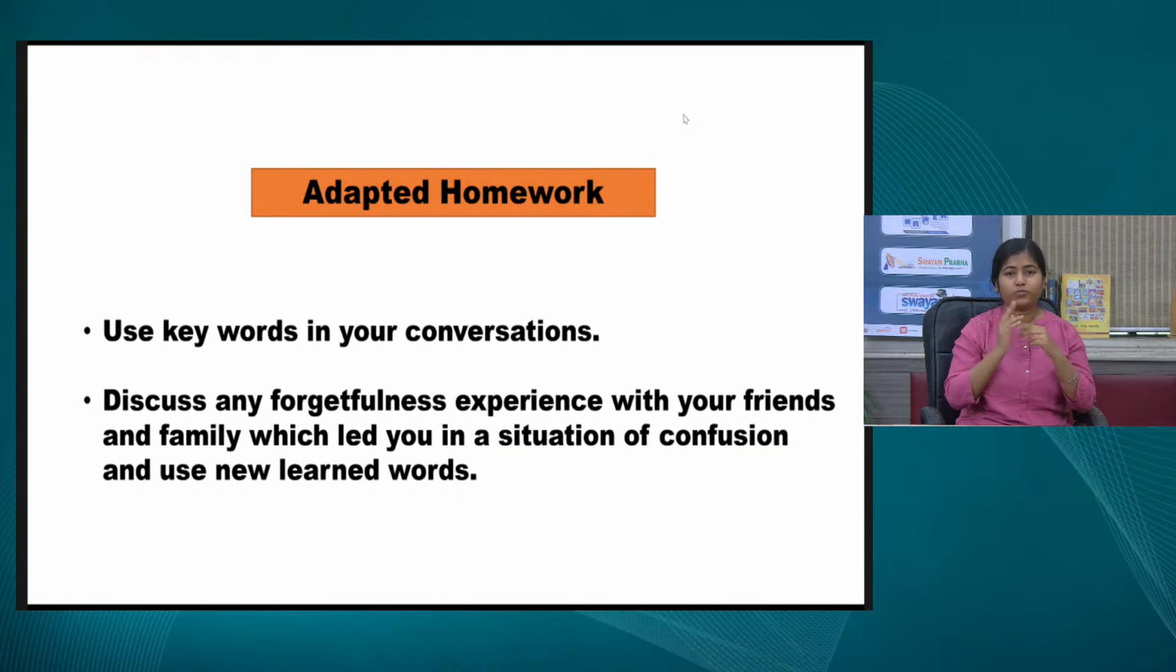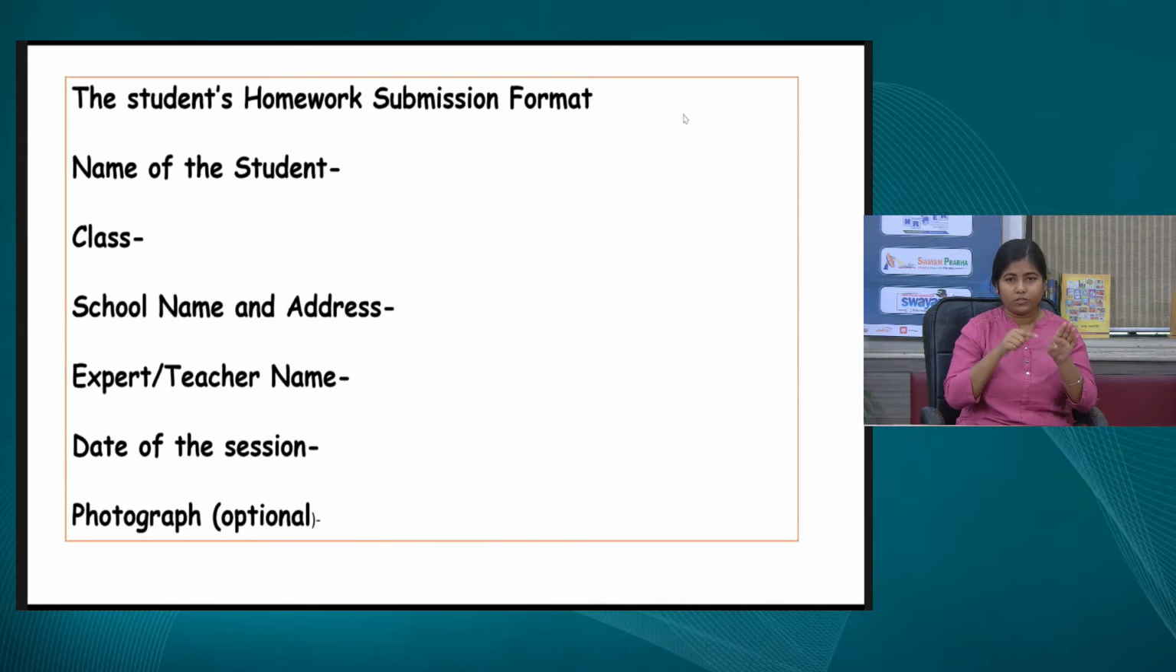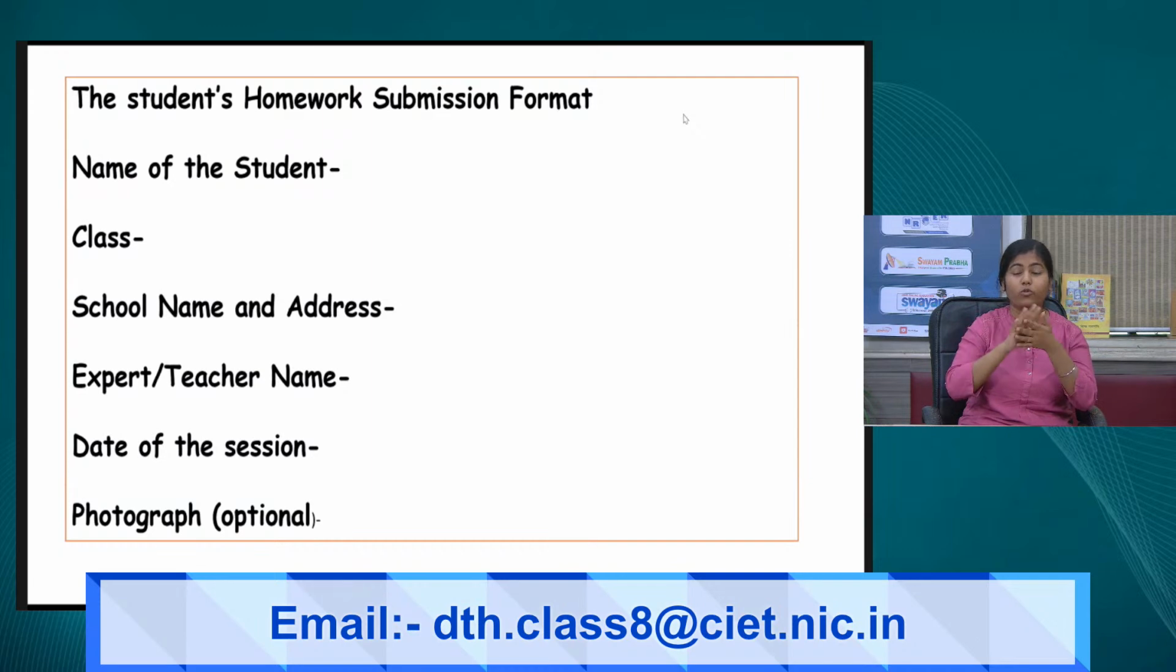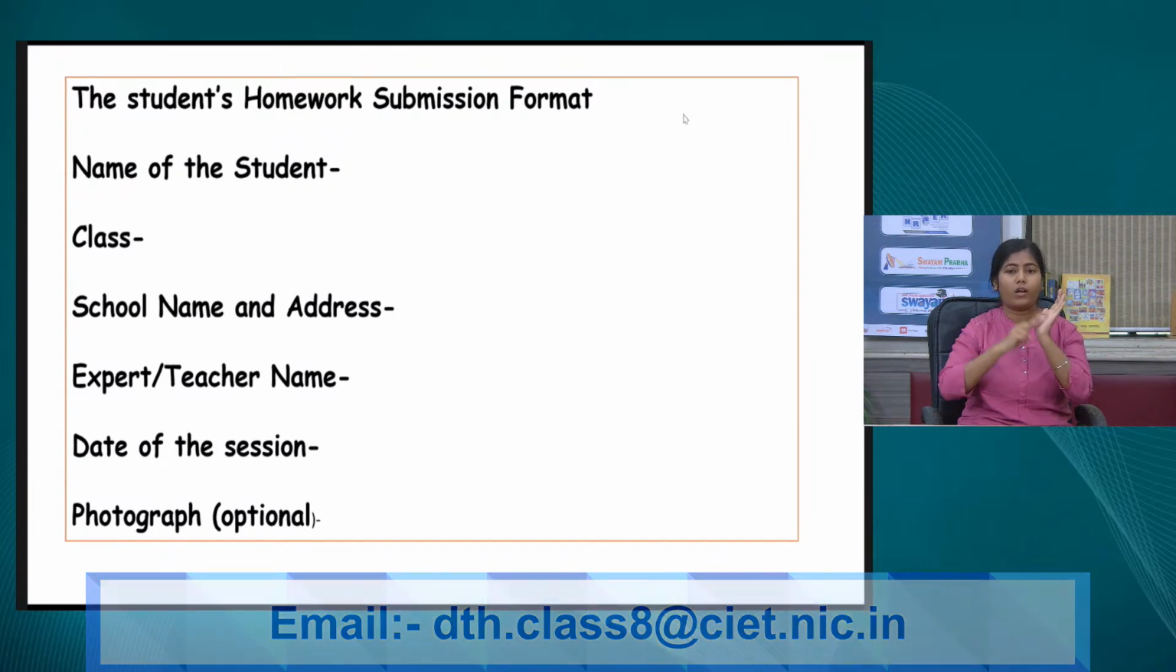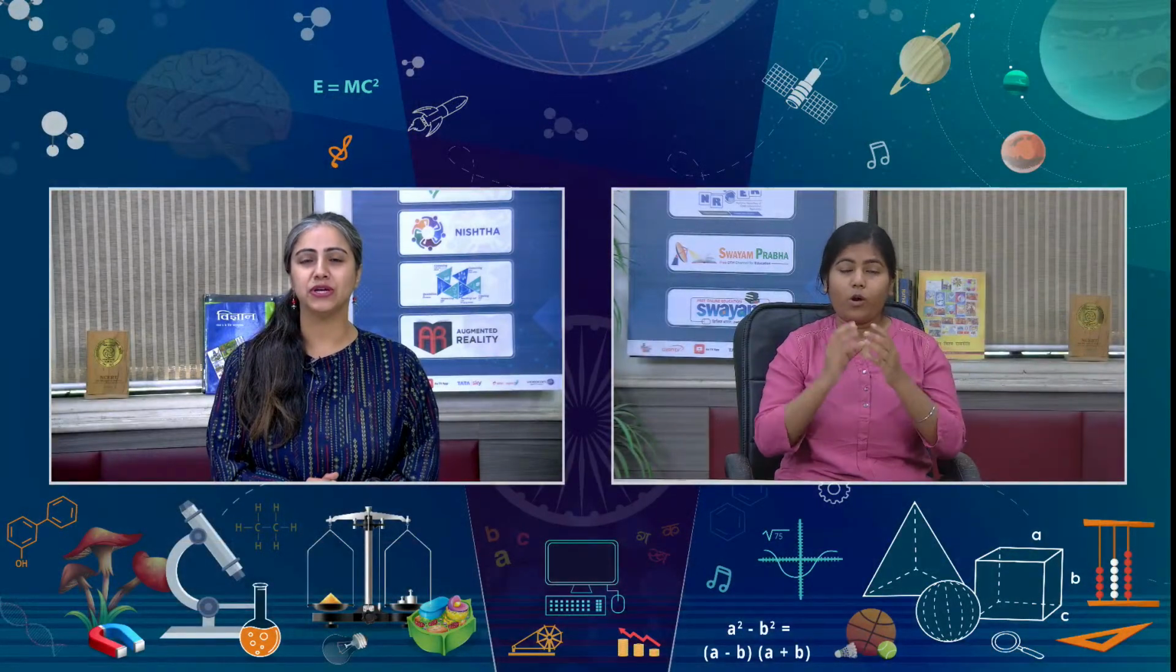And now towards the end of the session, this is the format in which they need to submit their homework with us. Absolutely. So let me just read out the homework format for all our viewers. If you can see it on your screens, you have to write your name first and then your class. This is for 8th class, so please mention 8th class, your school name and address, and then write the expert or the teacher's name. In this case, please write Dr. Varuna Tehlandhaiya. And date of the session, which is today, 27th of April 2022. The photograph would be optional, but if you attach the photograph, it would be really nice of you. So I really expect you to share this homework on our email ID, which is being flashed on the screens at the moment, dth.class8@ciet.nic.in.